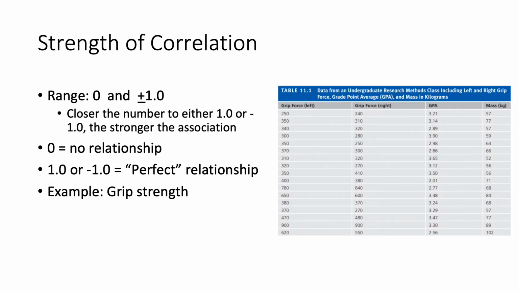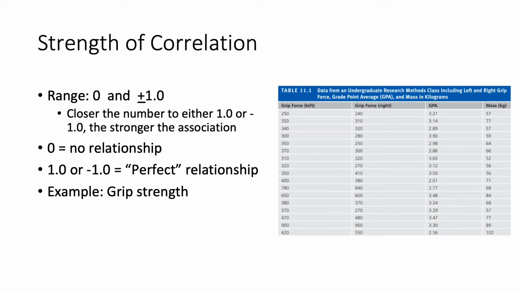The correlation values that run from -1 to +1 provides an indication of the strength of the relationship. The closer the number is to 1 or -1, the stronger the association. Remember, 0 indicates no relationship, and a 1 or -1 indicates a perfect relationship.